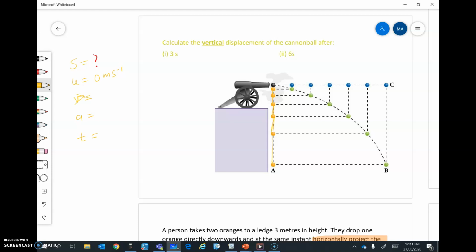Okay, we're not really interested in the final velocity at this stage. It's accelerating towards Earth at what rate? 9.81 meters per second squared. And the time, our first one is 3 seconds, and then we're going to go at 6 seconds. So you might want to pause now and see if you can calculate this on your own. Then I'll have a go at it.